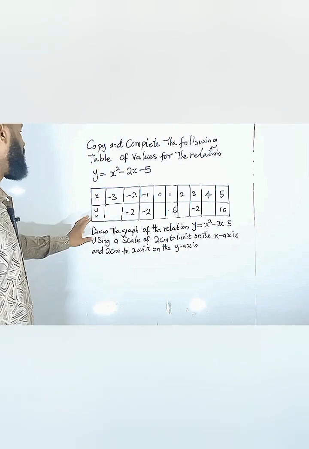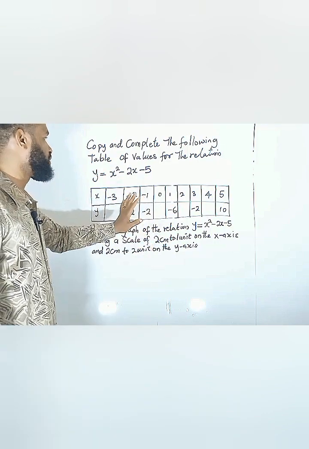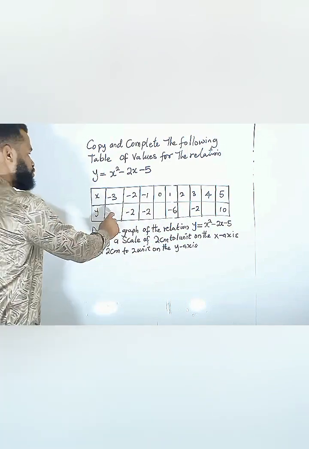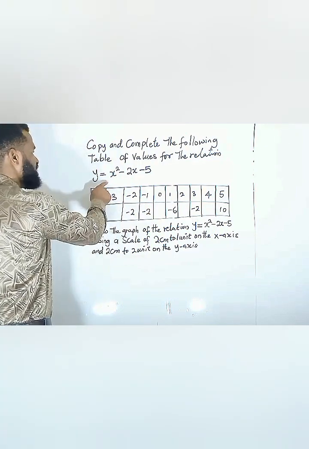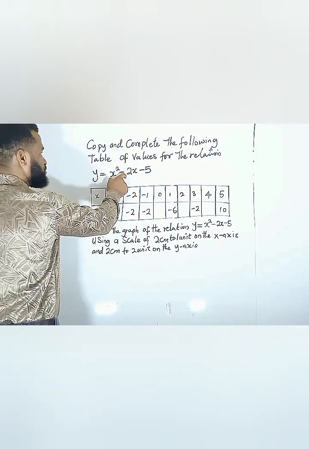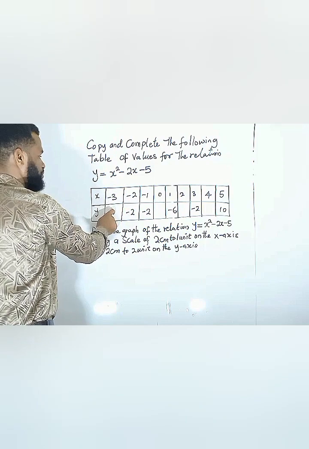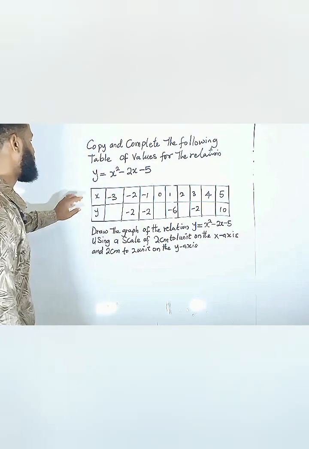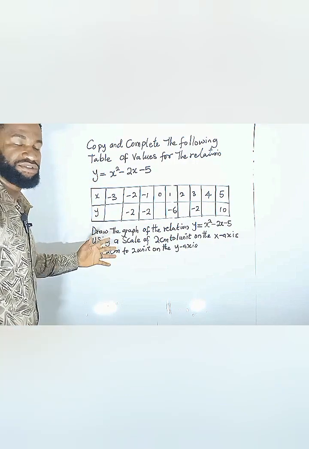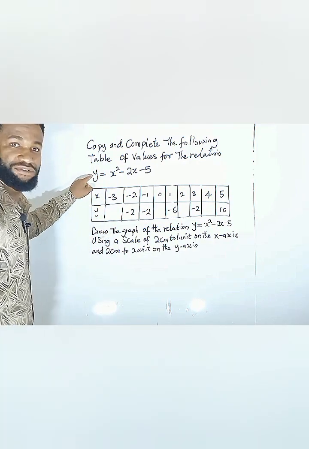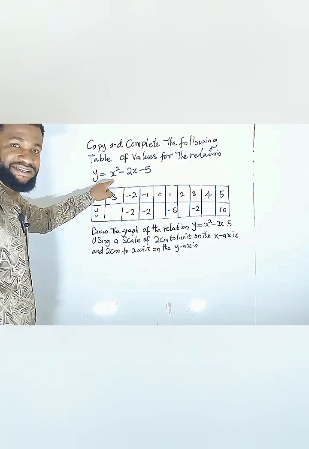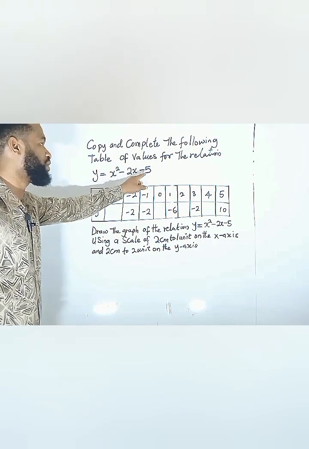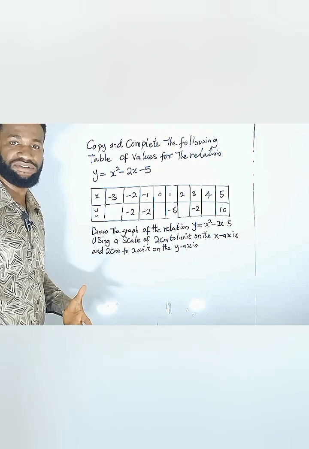Now, you are given this table and you are asked to complete it. For you to be able to complete this table, you need this equation. This equation is what will help you to complete this table. If you look at this equation very well, you realize that there are two variables. The first one is y, then x is here, x squared, and this is minus 2x. And then the last one, which does not have any x, is called the constant.